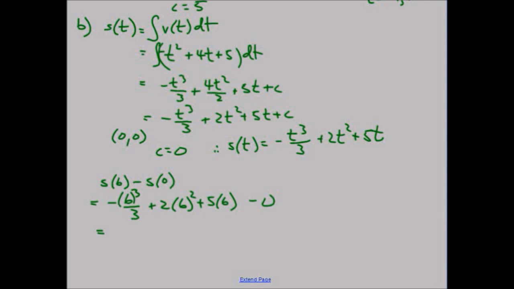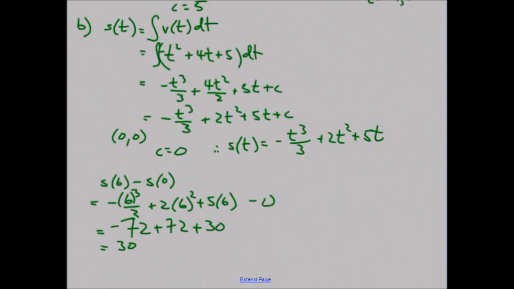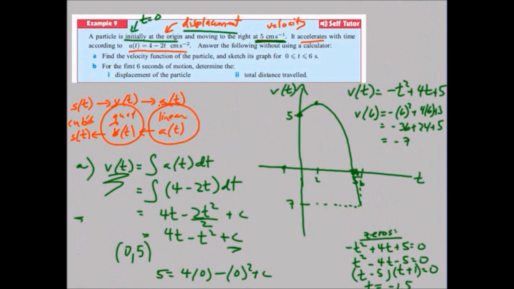And 6 cubed is 216 over 3, which actually is 72. Let's put negative 72 plus 72 plus 30. So 30, and from our question, we were going centimeters per second, so our units is centimeters. Okay, that's the first part of B.